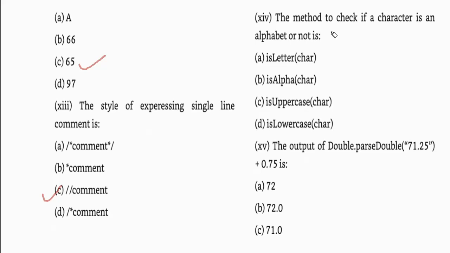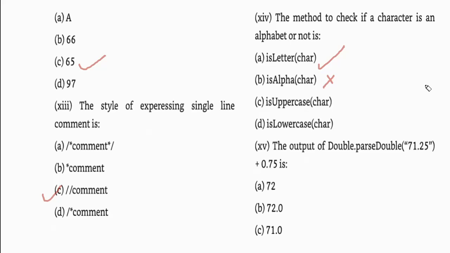The method to check if a character is an alphabet or not. So it has to be a letter or not. So isLetter char. Another one is isAlpha, there is no function like that. isUpper, of course, checks for the uppercase. isLower checks for the lowercase. So isLetter is the correct answer to this.